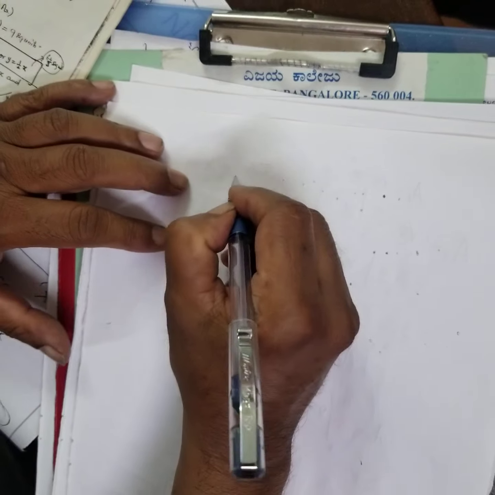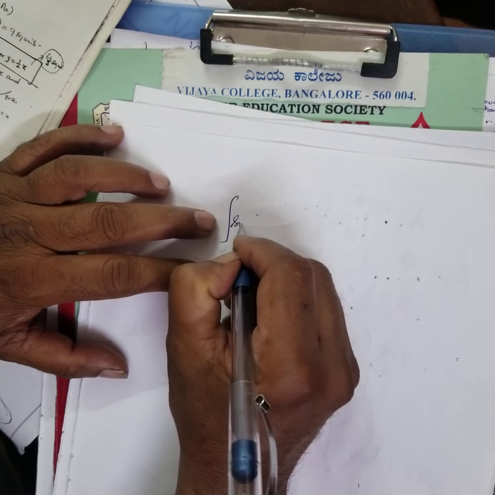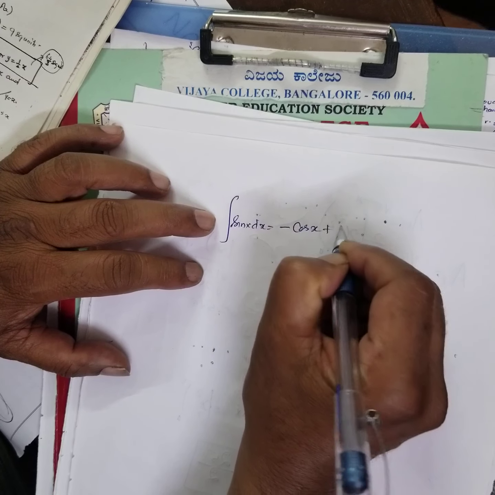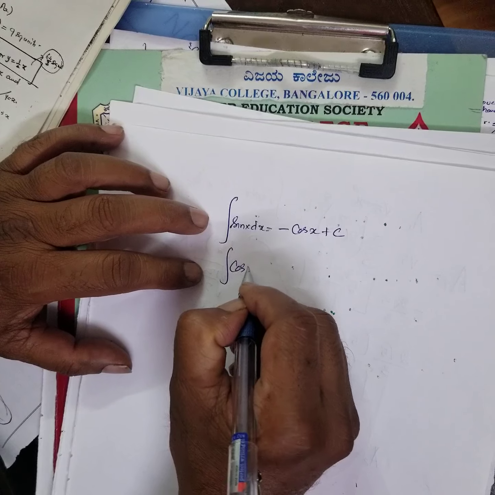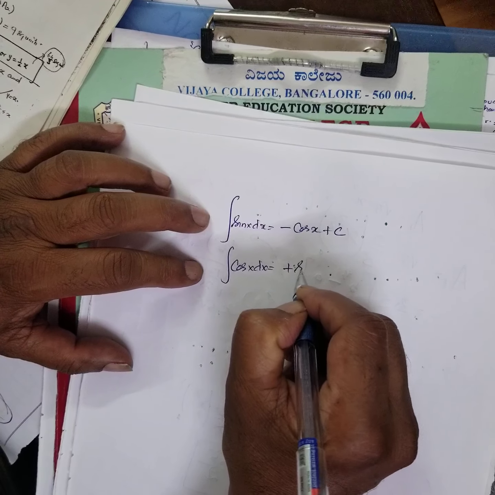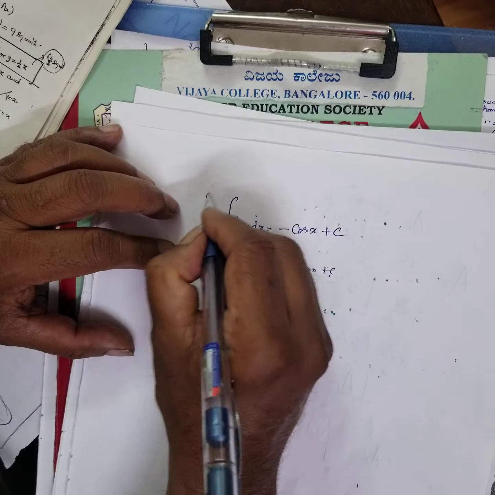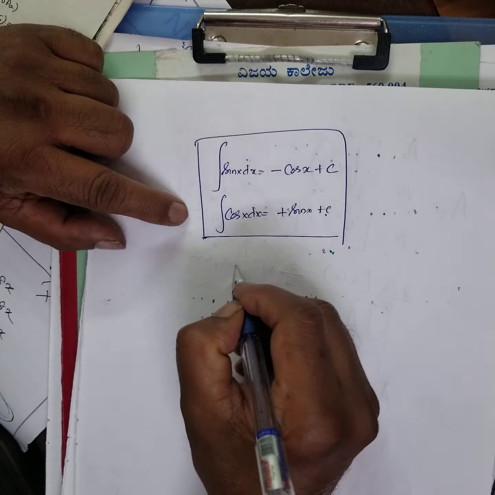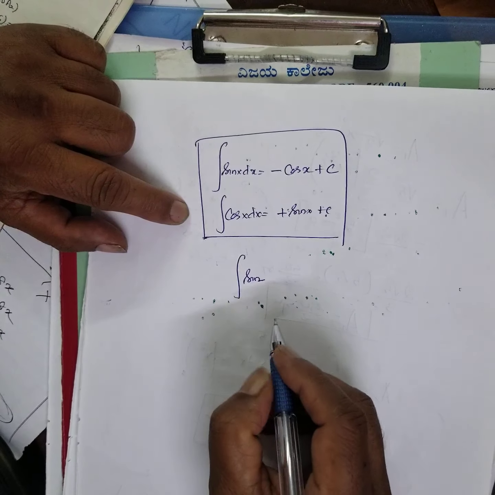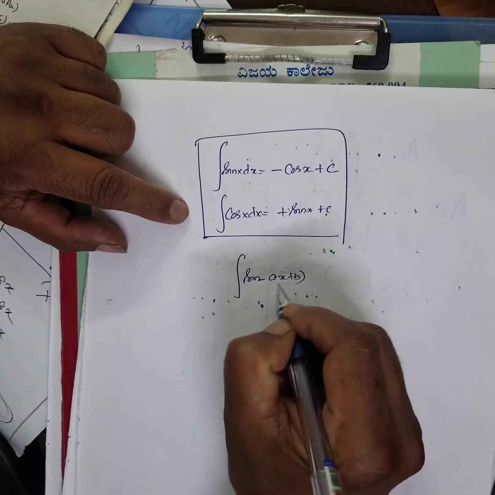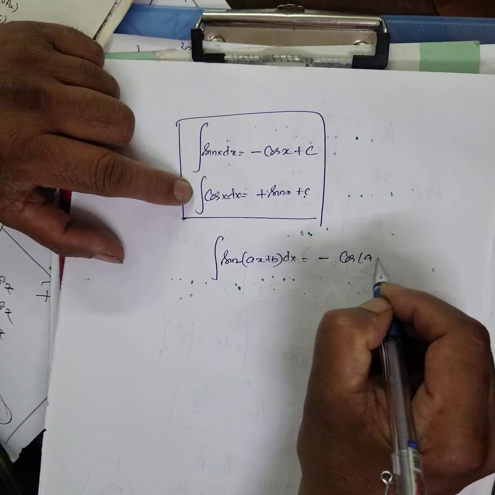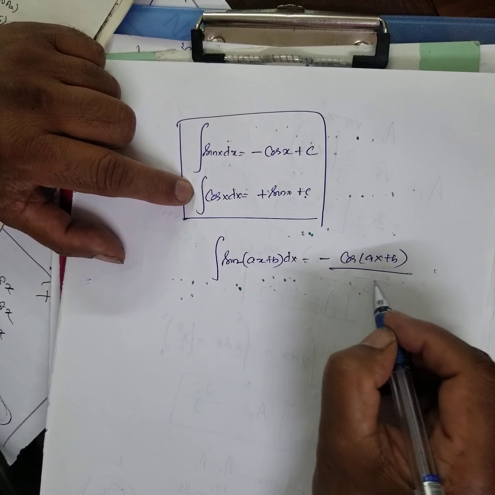I'll ask you a short revision. Now what is the integration of sin x dx? Sin x is what? Minus cos x, remember. Integration of cos x dx is equal to plus sin x plus c. See, from these two, how are we going to do this? Example, sin and cos. If I write integration of sin(ax plus b) dx, what do you write here? Minus cos(ax plus b) by the coefficient of x, which is a, you write it.